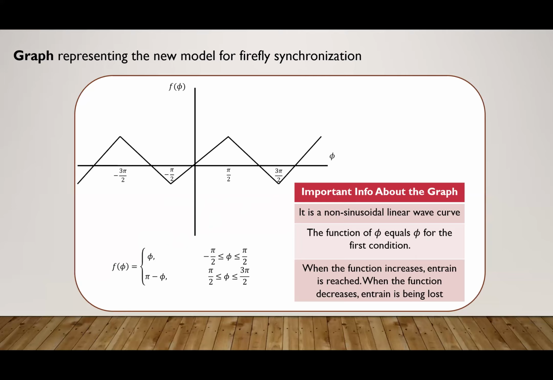When the system passes pi over 2, we can now focus on the second condition. As we could see here, it decreases at a linear rate as what is being subtracted is pi from pi over 2 till it reaches 3 pi over 2. If we were to extend this outside the interval, it would repeat the motion as we could see here on the graph. Finally, as an overall view, as the flow reaches its max point, entrainment is reached, and when the flow decreases, entrainment is being lost.